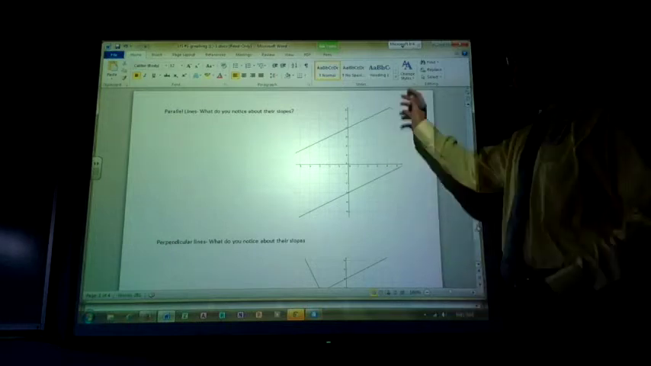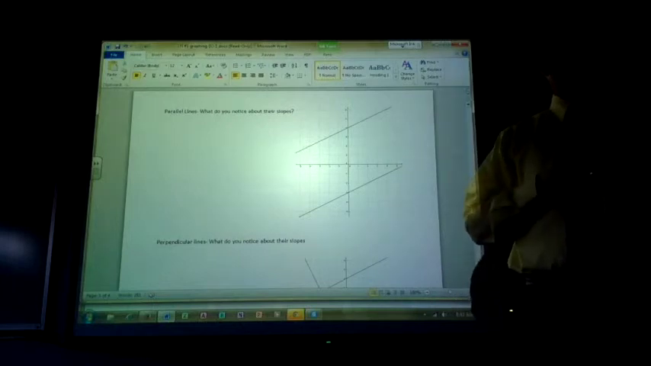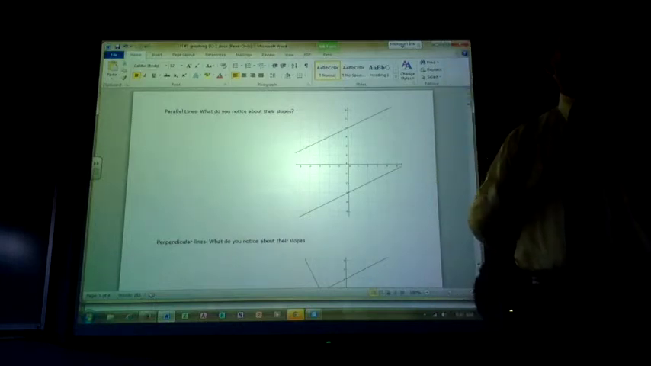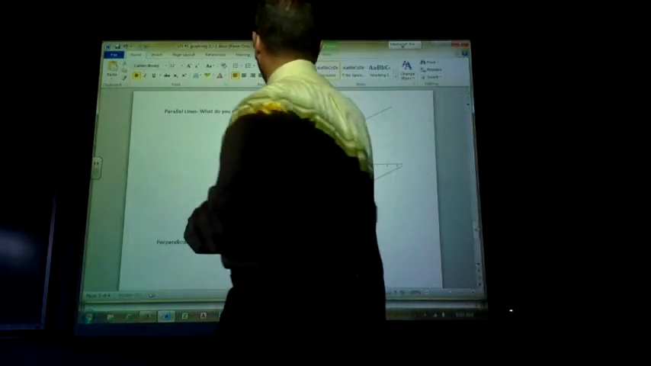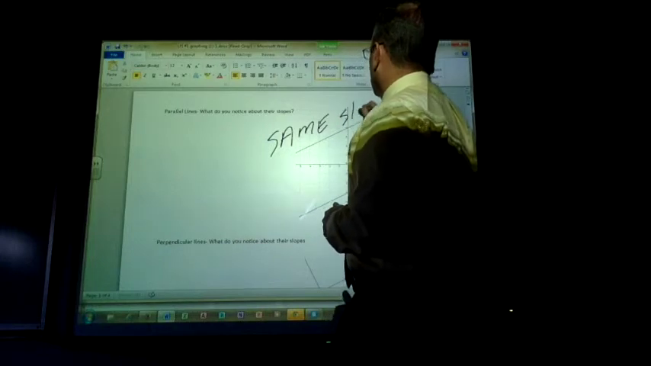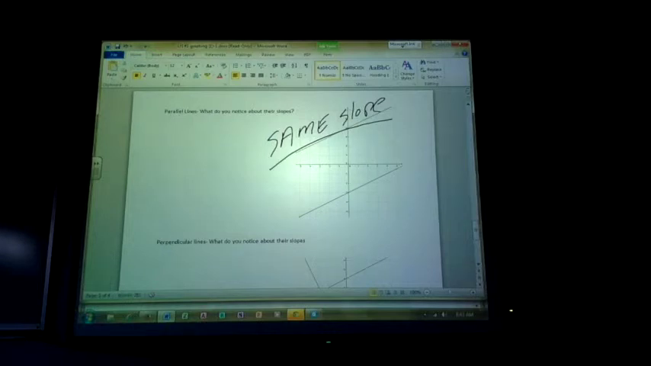Parallel lines. What do you notice about the slopes? They're both increasing, but could I have parallel lines that are both heading downward? Both vertical? Both horizontal? What do you know about the slope of parallel lines? They have the same slope. Parallel lines do not intersect. If you have 2 lines that have the same slope, they will not intersect, ever.